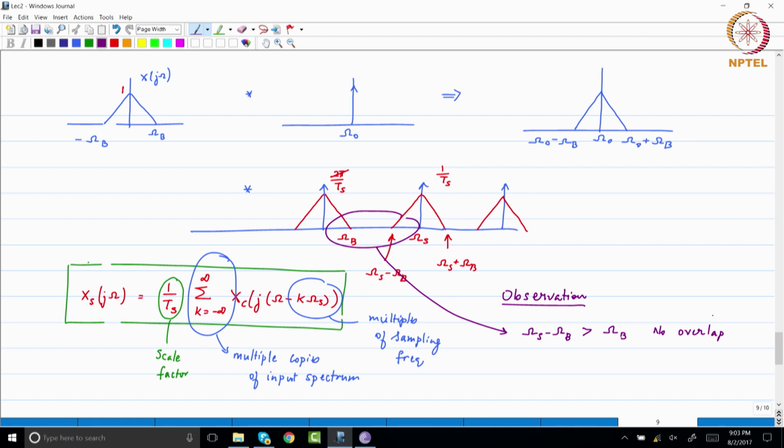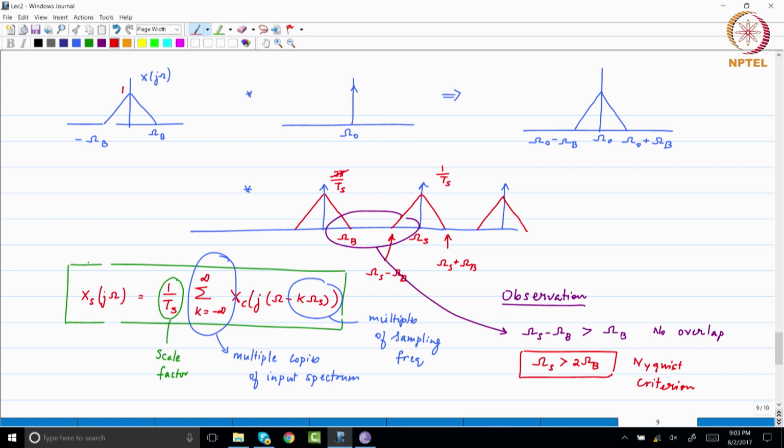And now you may say, why not you take it for any other of those gaps? You can take it for any gap. Eventually you will find that the condition that it boils down to is that omega S should be greater than 2 times omega B, right? And this is nothing but the Nyquist criterion. So, the Nyquist criterion actually can be viewed just from the sampling process, it becomes very evident.